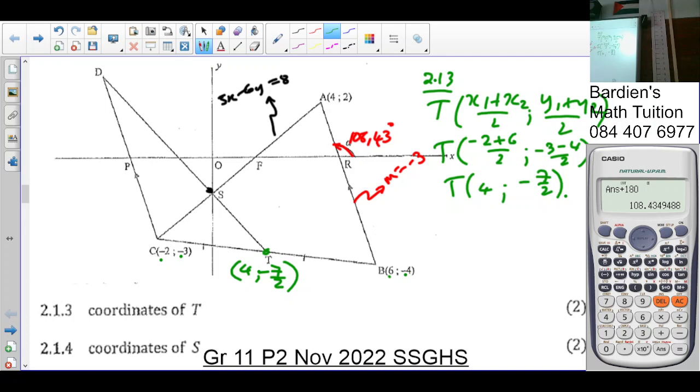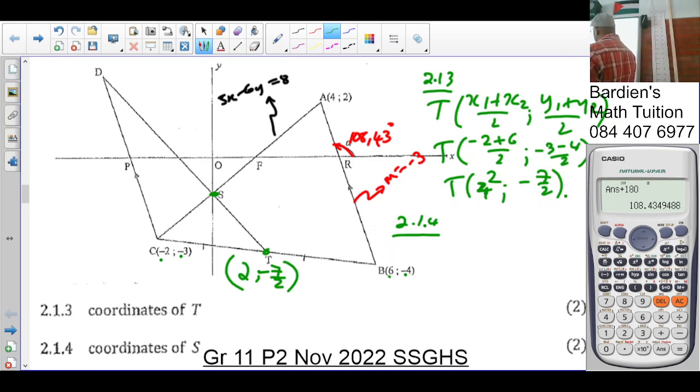2.1.4, the coordinates of S. People, what is S? S is the y-intercept of that straight line AC, not so? So how do you calculate the y-intercept? For T, it should be 2, not 4. Yes, you are correct. Thank you. It was 4 divided by 2.